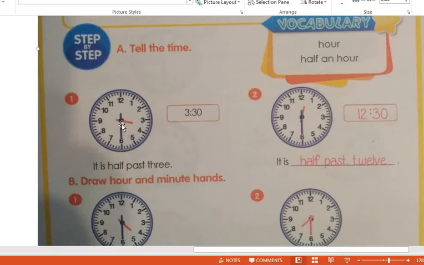It's 3:30. Miss, here the short hand comes in between or near to 3 and is close also to 4. I take the number before. Before the short hand. So it's 3:30. It's not 4:30. It's 3:30. Right.